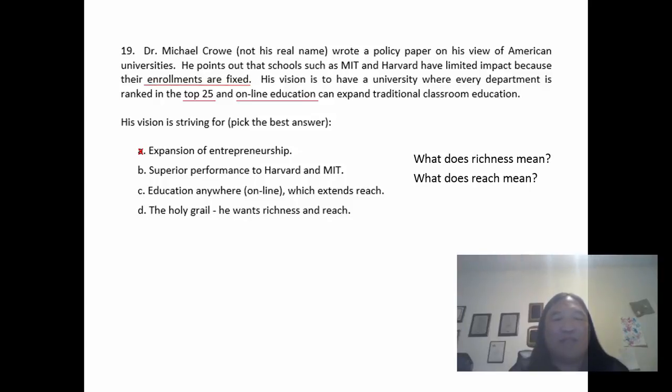Superior performance to MIT and Harvard? Yes, because it's addressing that issue. Education anywhere, online, which extends reach, that's true. The Holy Grail: he wants richness and reach. Well, when he talks about his vision, and the original question is what his vision is striving for. His vision doesn't state that we're just trying to be better than MIT and Harvard. So you can throw out answer B.